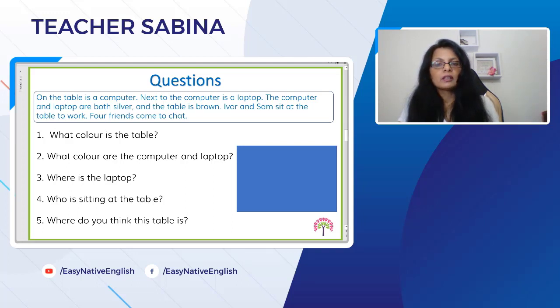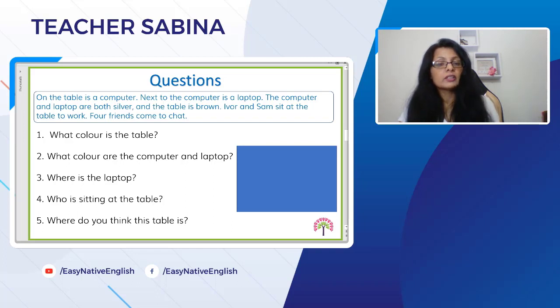Where do you think this table is? So where is this table? Okay, so there actually is no information about where the table is in the text. So if we just quickly have a quick read through, it actually does not tell us any information about where the table is. So on the table is a computer. Next to the computer is a laptop. The computer and laptop are both silver. The table is brown. Ivor and Sam sit at the table to work. 4 friends come to chat.